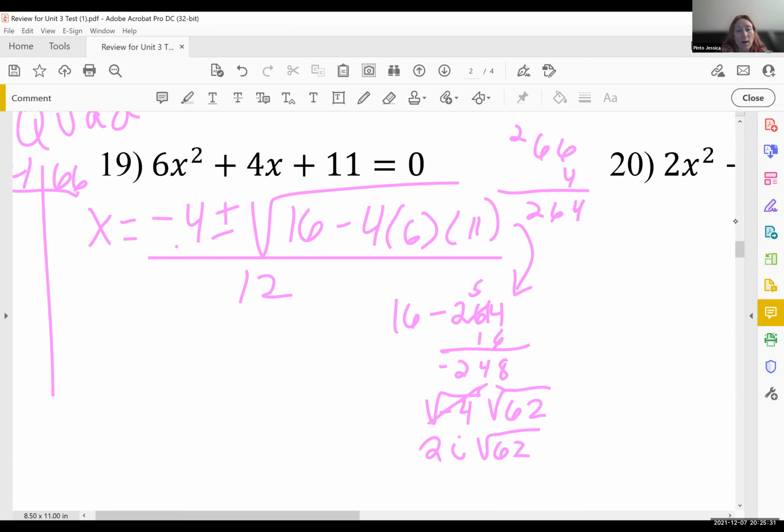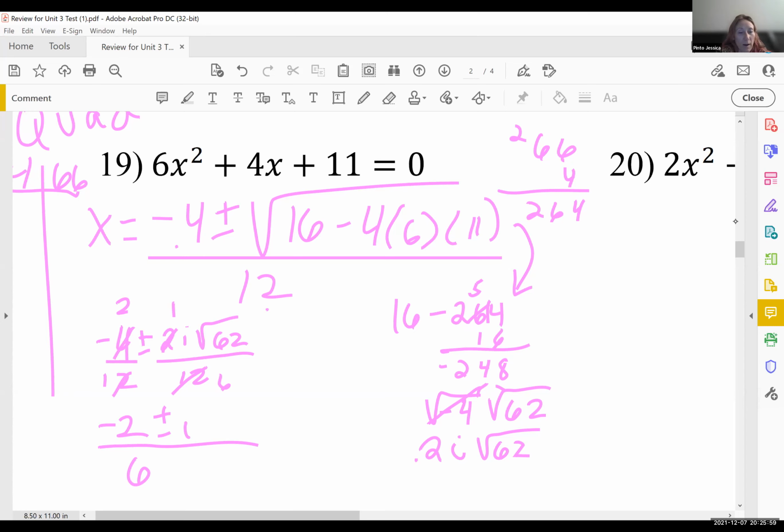So seeing the 4 and the 12 and the 2 out front, I am going to separate the 12. -4 plus or minus 2i rad 62, both over 12. Reducing those, I've got -2, and then this will just be gone. So it's all over 6, plus or minus, that would just be a 1.